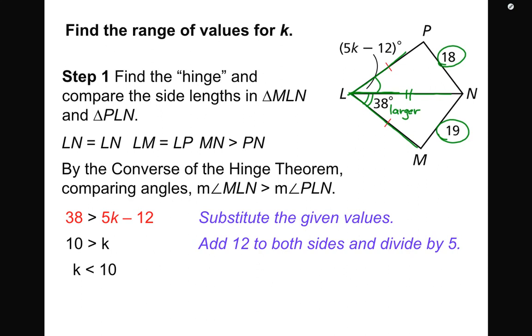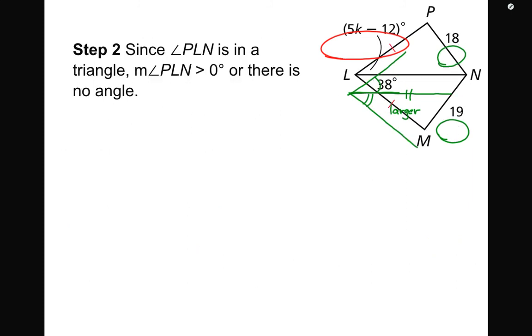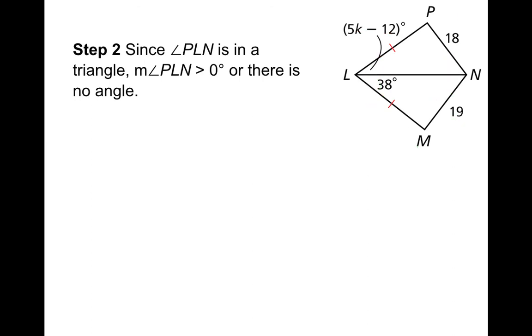Well, if we have this angle 5k minus 12, for it to be small but remain an angle, wouldn't it have to be more than 0 degrees? So that's the other part of our range, is we know it's small, but we can't let it get too small or there won't be an angle. So to continue on, the 5k minus 12 has to be greater than 0.